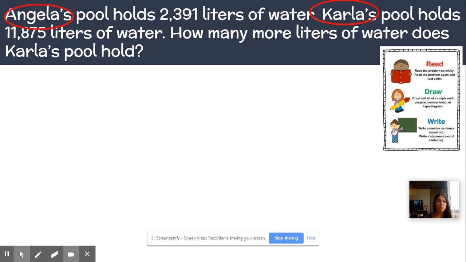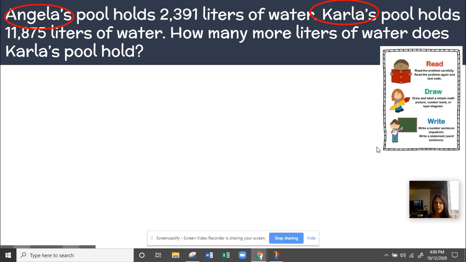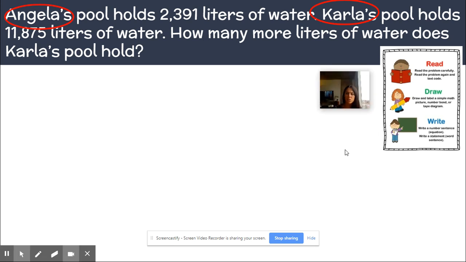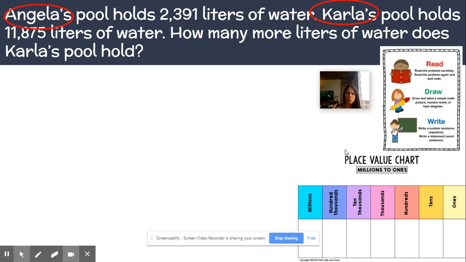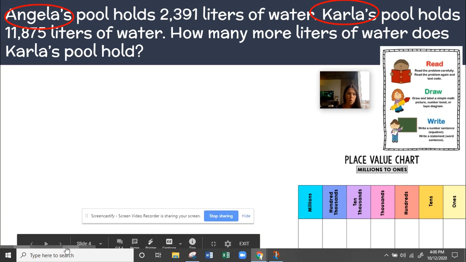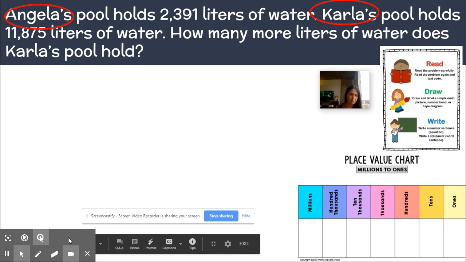So again, liters of water means how much water a pool can hold. So we're comparing Carla's pool to Angela's pool. Well, the first thing I'm going to need to find out is how do I know which one is greater? So the first thing I'm actually going to do is use a place value chart to help me compare which one is greater.